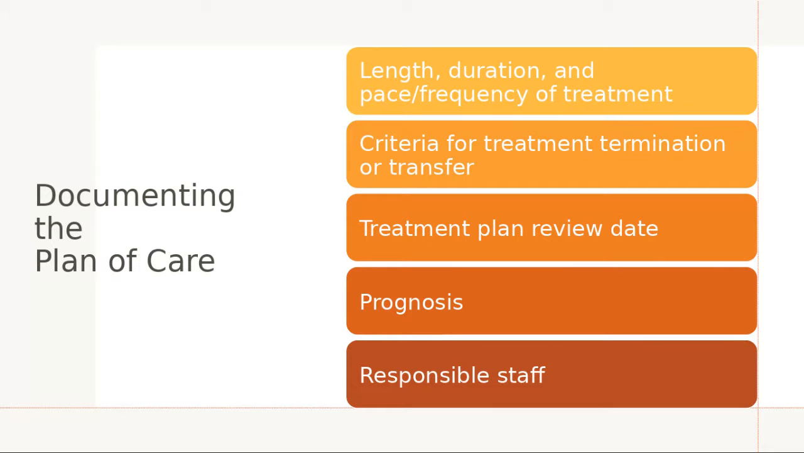So when will you come back and assess your client's progress toward their goals? And then you also make a prognosis. This is your prediction of how much improvement the client will have made by the review date. So based on client characteristics, the severity of the client's problems, their resources, and their potential limitations, you'll take all that information into account to determine what is the likelihood that the client will meet these goals by the review date. And then finally, you will outline responsible staff.